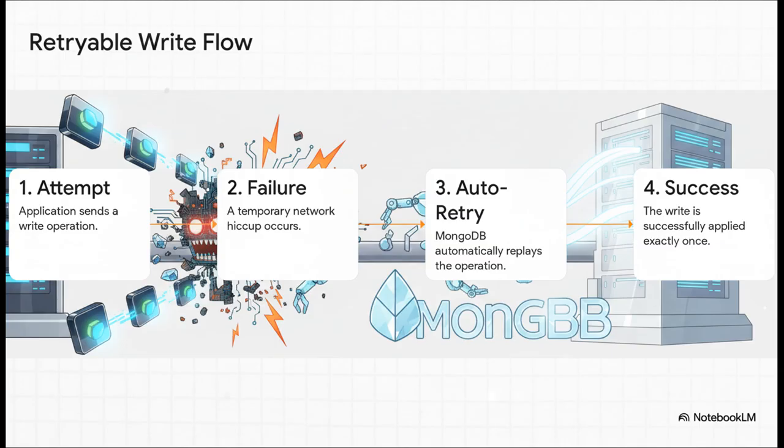Let's just walk through how this works, because it's so beautifully simple. Your application sends a write operation. Then, boom, the network connection drops for a second. In the old days, that could mean lost data, or you'd have to write all this complicated error handling code. But now, the MongoDB driver just catches it, waits for the network to come back, and automatically tries the operation again until it goes through. Simple, powerful, and absolutely essential for reliable systems.